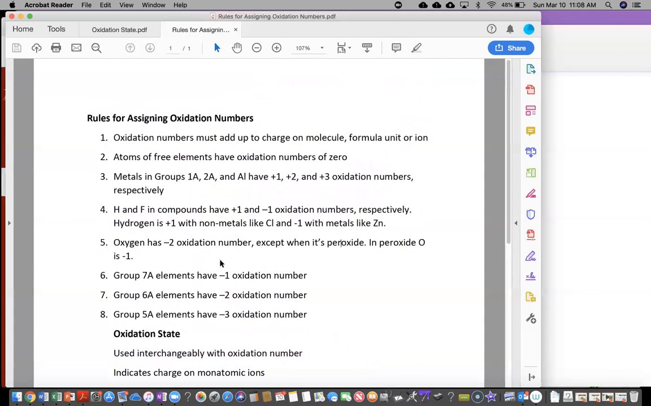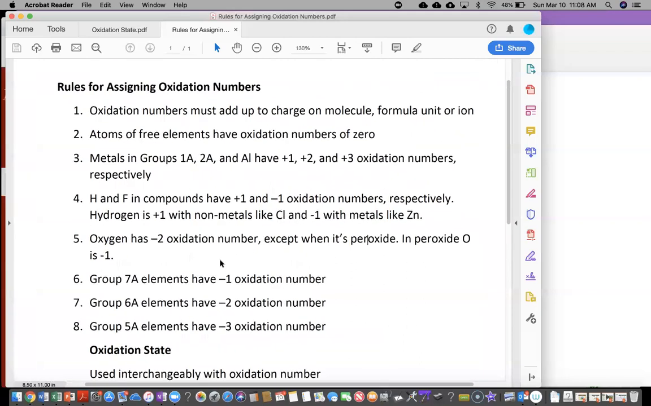Now, you've got to remember these in order. What do I mean by that? If there's a fight between group 7 and oxygen, oxygen is going to win. If there's a fight between group 7 and group 6, group 7 is going to win. So rule number 6 comes before rule number 7, and that's why it gets the higher priority. Does that make sense? Okay.